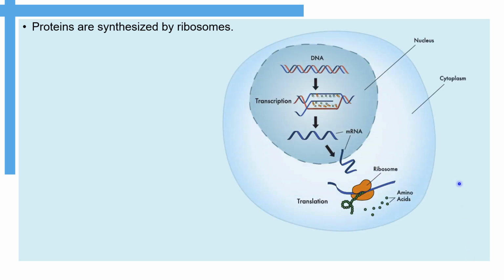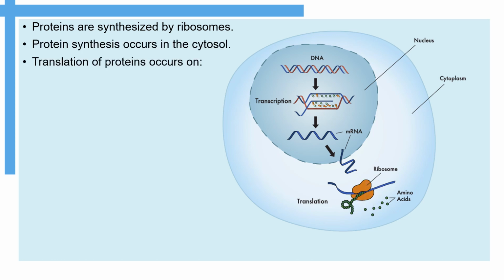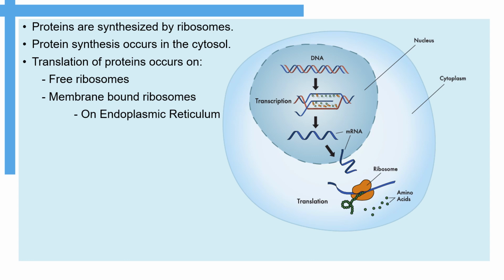Before going into the details of how proteins are sorted inside the cell, it is important to know how proteins are synthesized. Proteins are synthesized by ribosomes. As the DNA in the nucleus of the cell is transcribed to mRNA, this mRNA moves out into the cytosol through nuclear pore and gets translated into proteins with the help of ribosomes. Translation of proteins, therefore, may occur in free ribosomes present in the cytosol as well as in membrane-bound ribosomes of the endoplasmic reticulum.